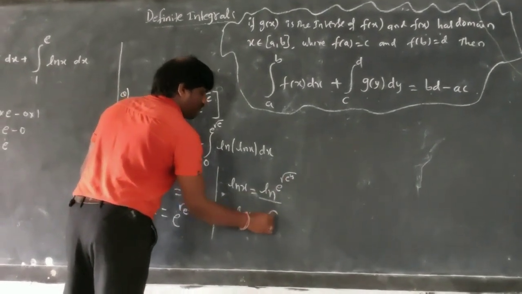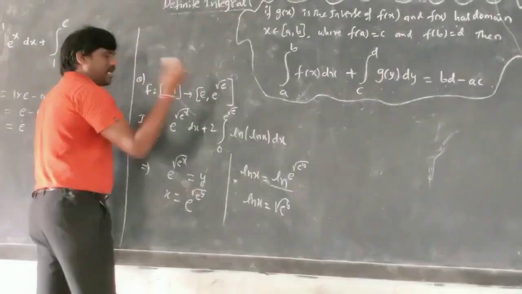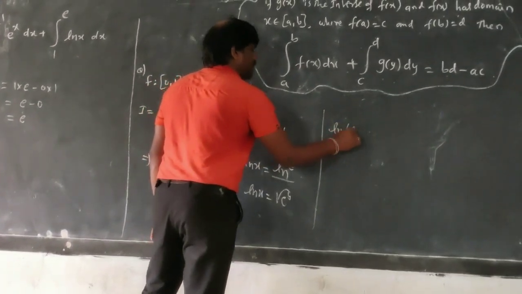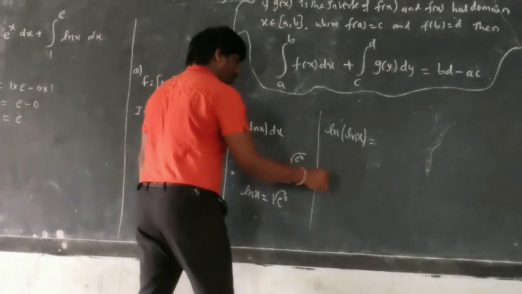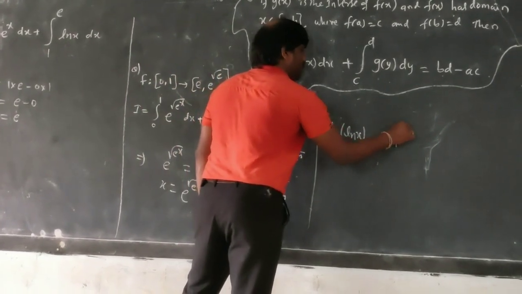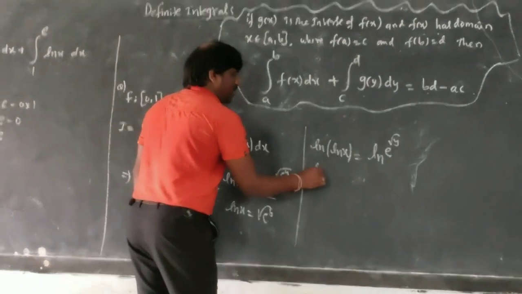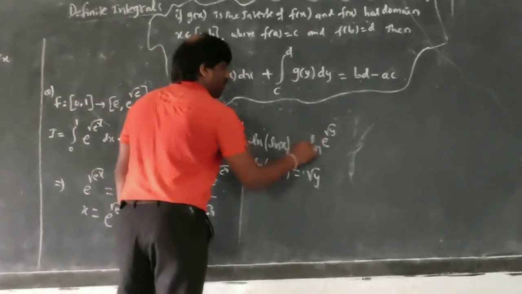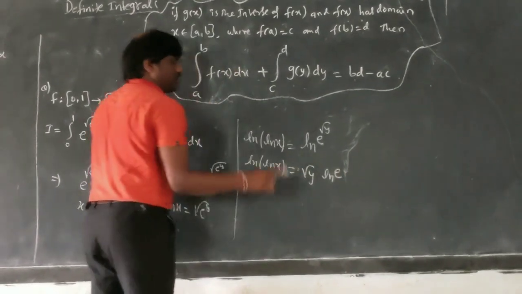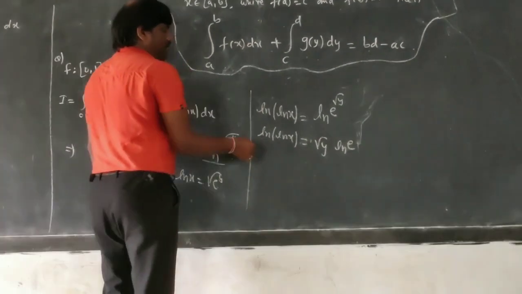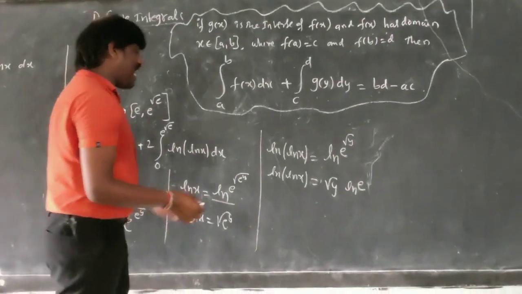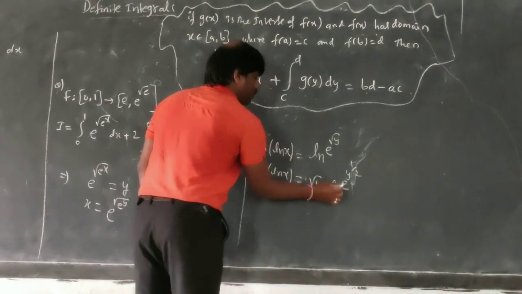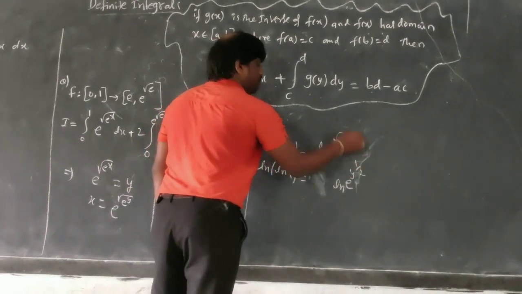Again apply ln because you have e. So ln of ln x is equal to ln of e power root y. That means I get ln of ln x is equal to root y times ln e. ln e value is how much? 1. So what am I getting here? Actually this is y power 1 by 2. This is y power 1 by 2.